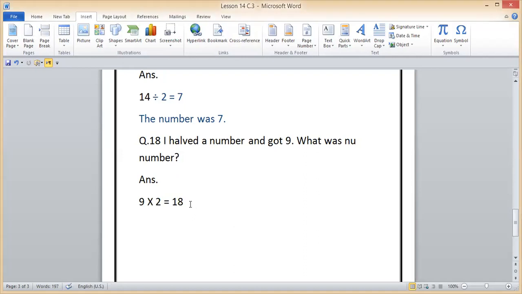Very good. 9 multiplied by 2 is equal to 18. So you will say the number was 18. Guys, now I'm going to write question number 19, and again I will ask one of you.